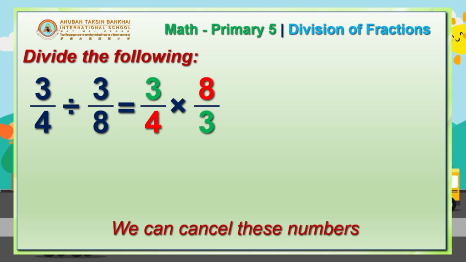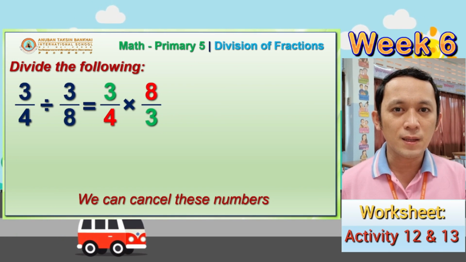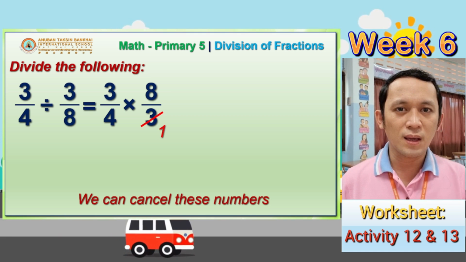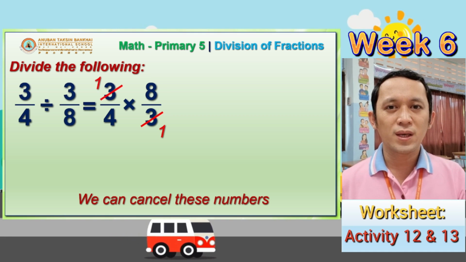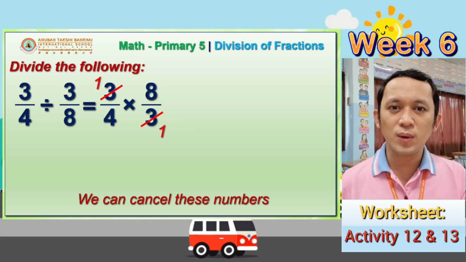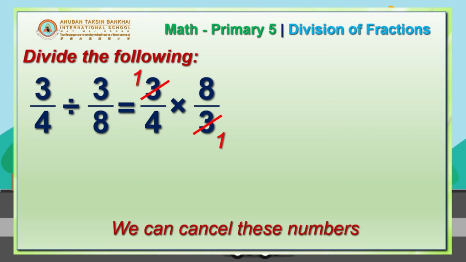So we can start with 3 and 3. Of course, we are going to use 3. 3 divided by 3, we have 1. Another 3 divided by 3, we have 1. Now, for 8 and 4, we can use 4. 4 divided by 4, we have 1. And 8 divided by 4, we have 2.